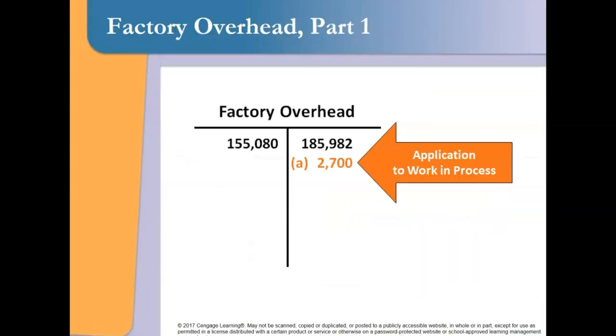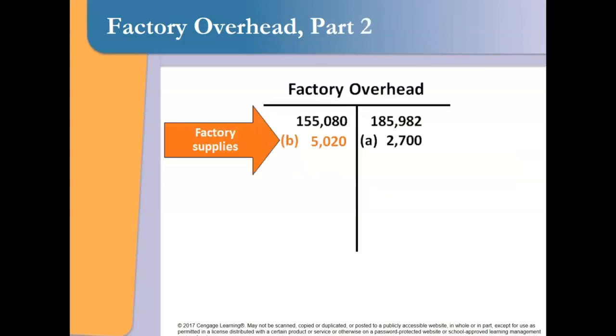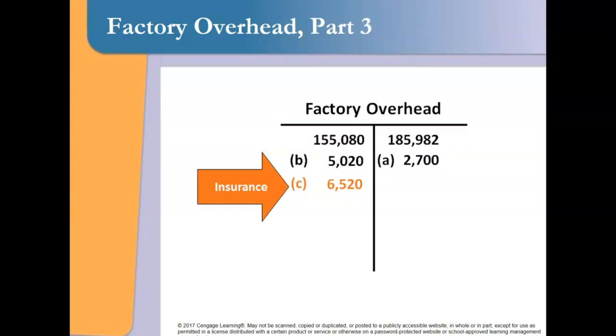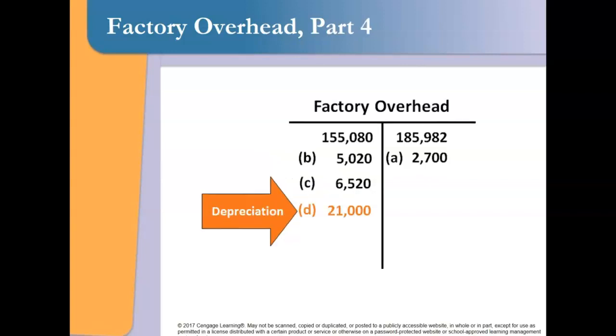Now let's look at it in terms of the T accounts and how this flows through from a T account perspective. So this is our application of overhead to our work in process inventory. And our factory supplies. This is just the overhead account and seeing how these various transactions that we just reviewed from a worksheet perspective look from a T account perspective.